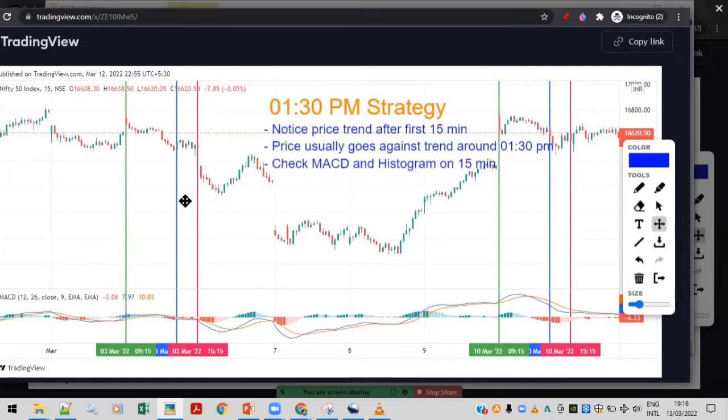The secret for this could be that many people around 1 to 1:30 p.m. are squaring off their positions. Most of them are coming back from lunch, and whether they are call writers or put writers, sellers are exiting some of their positions around this time. That creates fluctuations in the price. Option prices decrease very rapidly around this time. You need to remember that. Because of that, a reversal comes.